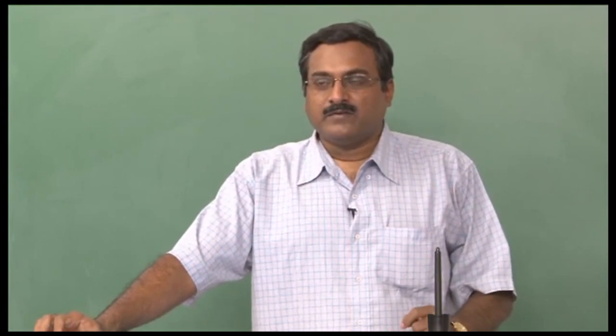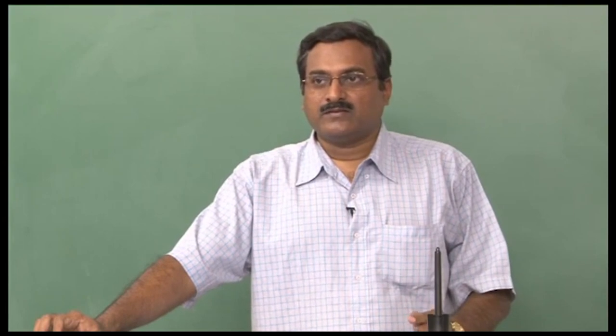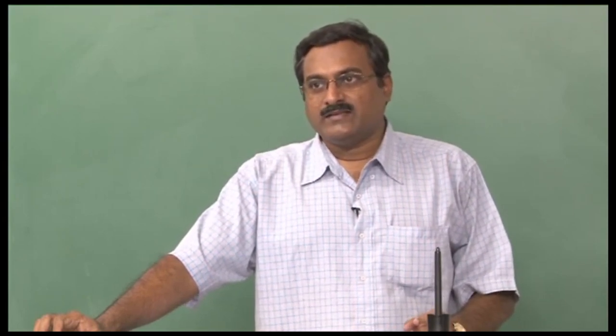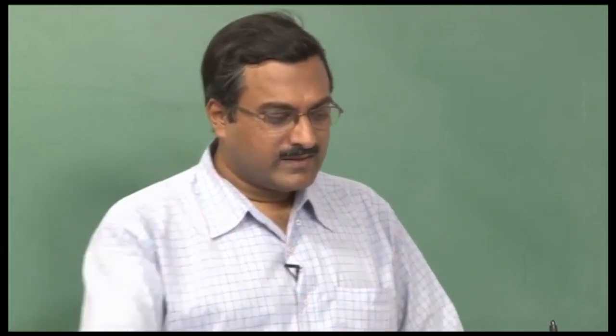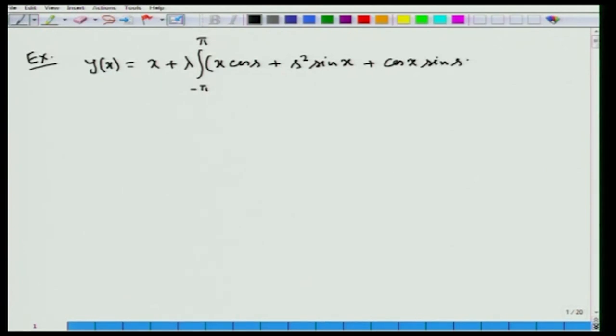In this lecture, first we consider one more example, because the example we discussed contains only one term, that is, only the p 1 and q 1 terms. So, in this lecture we start with an example where we have to solve the equation y x is equal to x plus lambda integral from minus pi to plus pi of (x cosine s plus s square sin x plus cosine x sin s) y s d s.